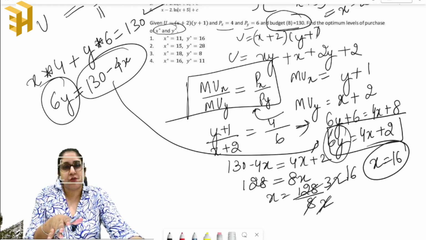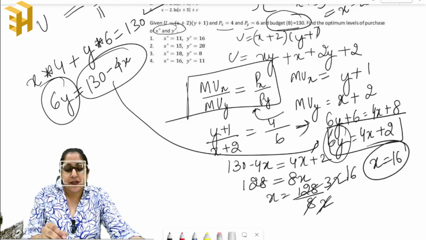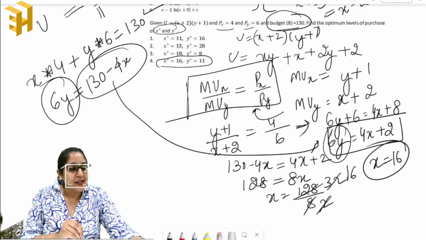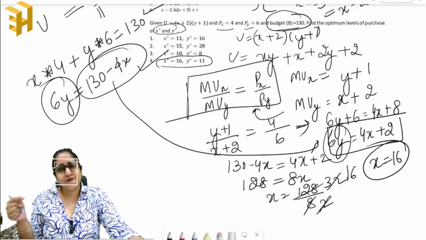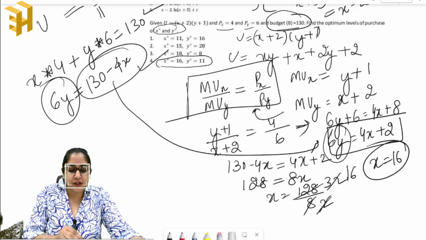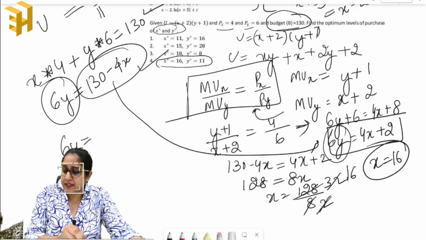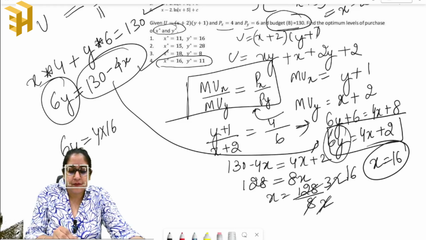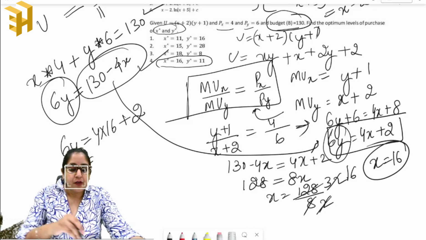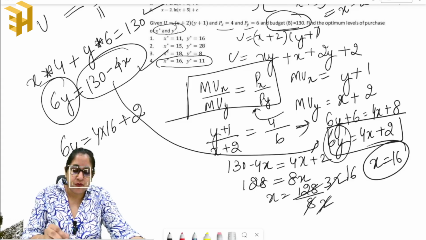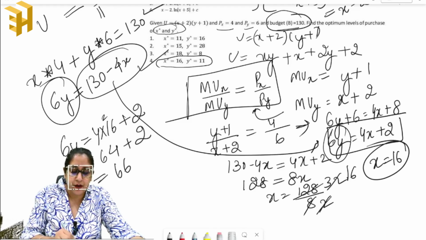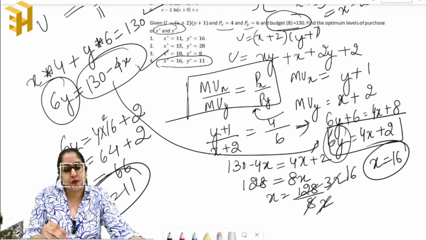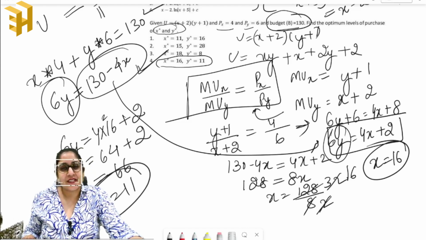Now, I'll just jump to the question options that are given, right? There is only one 16 that is here. So straight away I can say that 4 is my answer. But still, we tend to reconfirm. So I'll substitute this value: 6y is equal to 4 into 16 plus 2. Okay. So 4 into 16 plus 2, we get 4 6 are 24, 2 64 plus 2. That is 66 is equal to 6y. So y is equal to 11. So we were right earlier. So this is the answer.